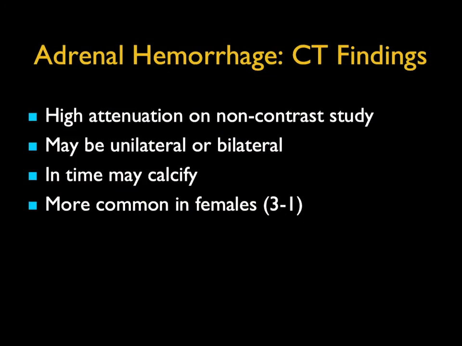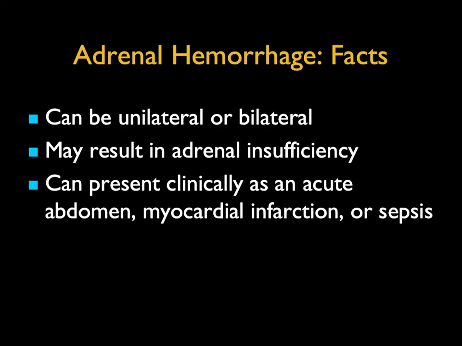Now, the other thing in the adrenal in the acute setting is adrenal hemorrhage. Typically, high attenuation oval adrenals on non-contrast scans. Hematomas can be small or can be large. They can easily be missed and misdiagnosed. More common in females. It may be unilateral or bilateral. When you have bilateral hemorrhage, it can result in adrenal insufficiency.